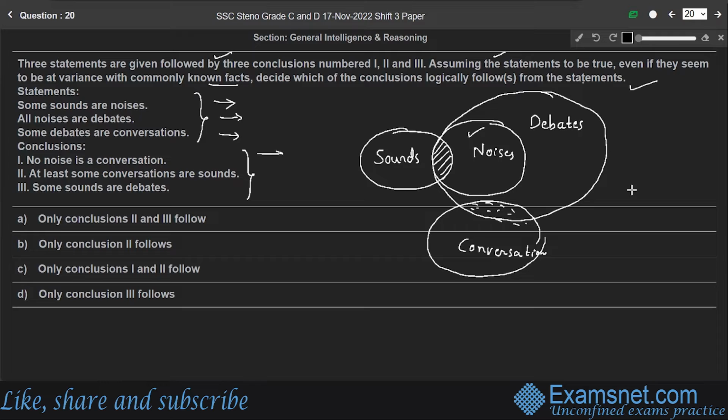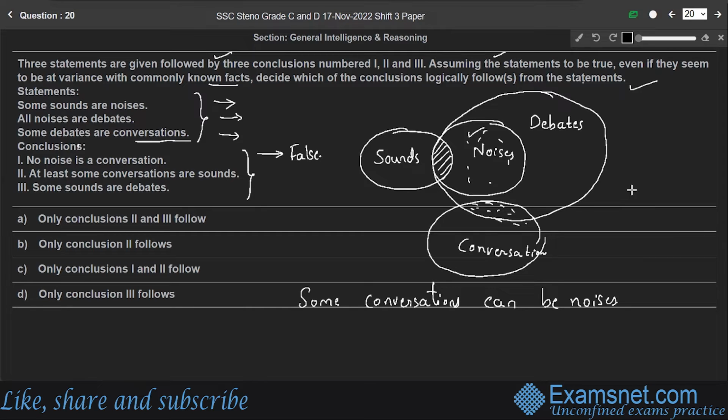So now come to the conclusion part. No noise is a conversation. There is no relation between set of noise and conversations. So here you can take it as a false conclusion. Because the reason is some conversations can be noises. Or some noises can be conversations, because some debates are conversations, some part of debates are noises here, right?